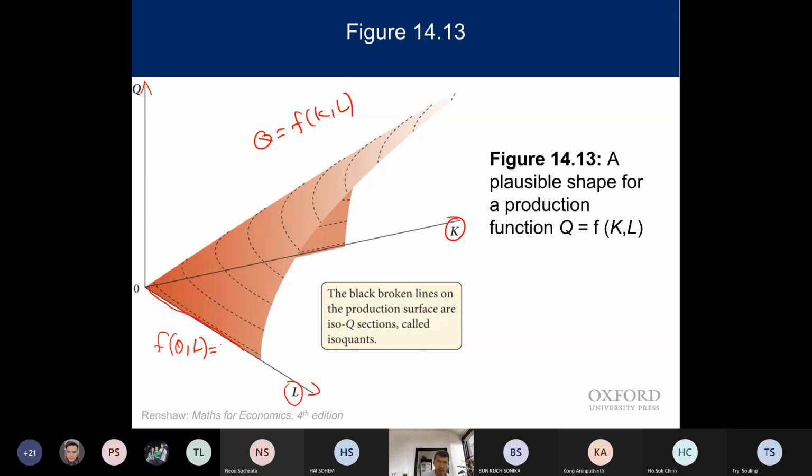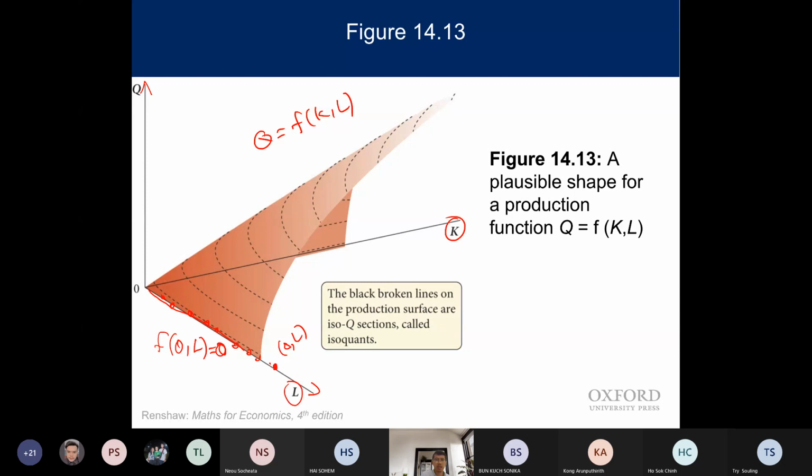So this must be 0, right? Because the point along a particular point on this line corresponds to 0K, right? Yeah, 0K and L. So this means that if you choose K to be 0, the level of output must be 0 too, right?